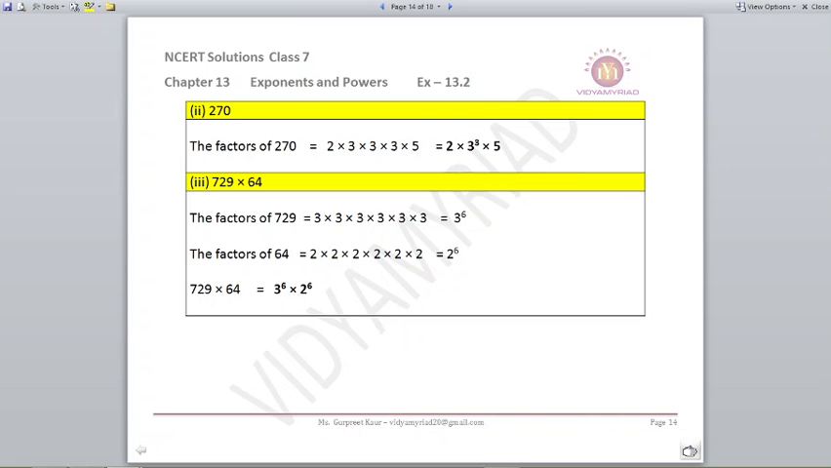I can do this when your base is different and power is same. I can do 3 into 2, the whole raised to power 6. I can rewrite in that form also.